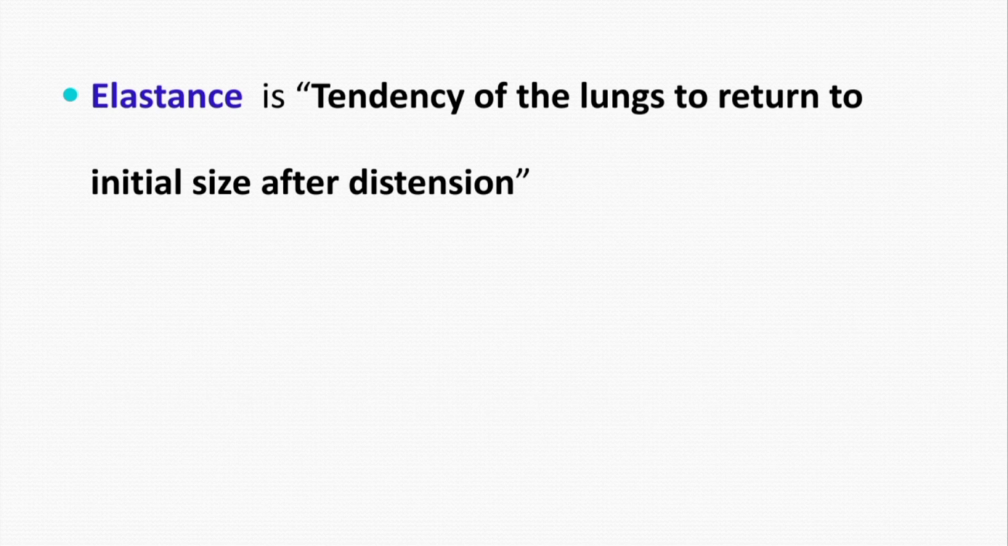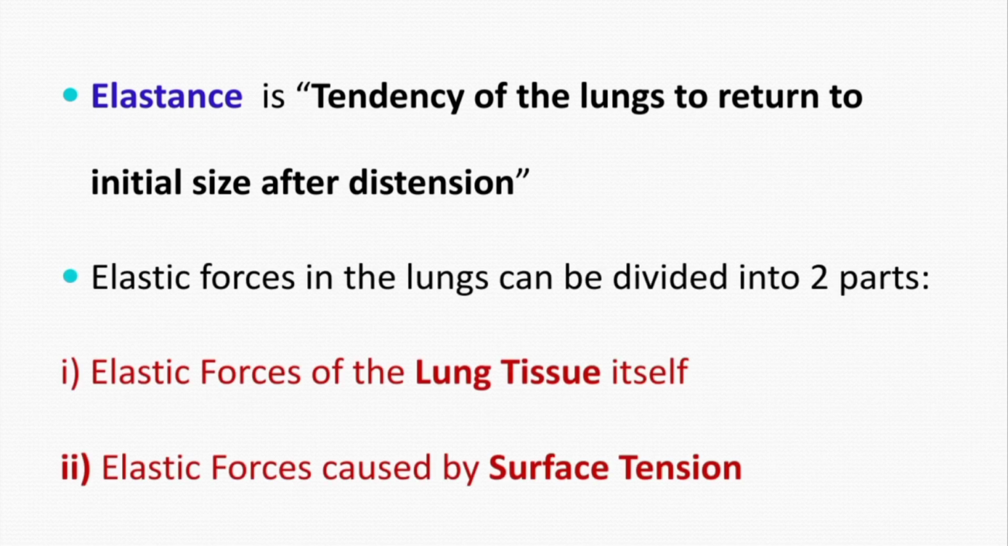The elastance of the chest wall remains almost constant, while the elastance of the lungs depends upon two things. Number one, elastic forces from the lung tissue, which means that there are elastin and collagen in the lungs which oppose lung compliance, and secondly it is caused by surface tension. About 1/3 of the elastance is caused by the lung tissue, that is by elastin and collagen present in the lungs, and about 2/3 of the elastance of the lungs is caused by surface tension.